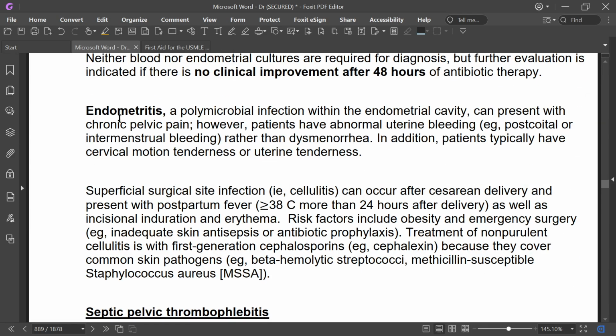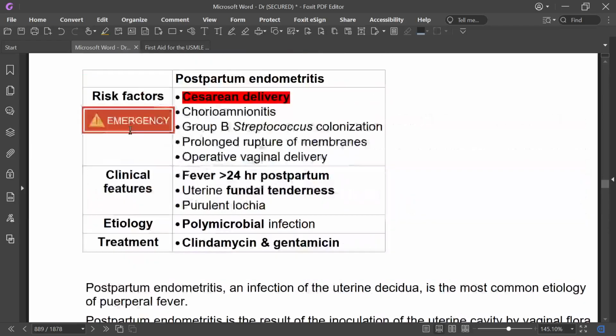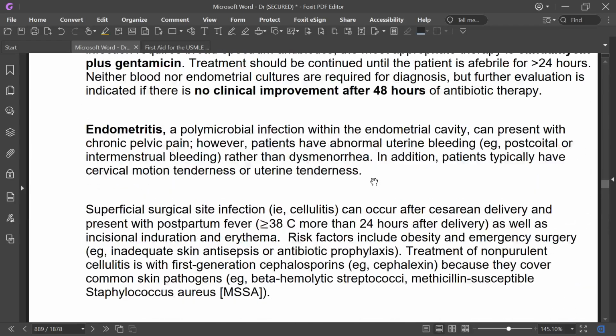Now, chronic endometritis is a polymicrobial infection within the endometrial cavity. It can present with chronic pelvic pain, abnormal uterine bleeding, postcoital or intermenstrual bleeding, rather than dysmenorrhea.